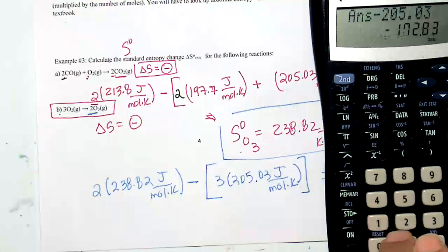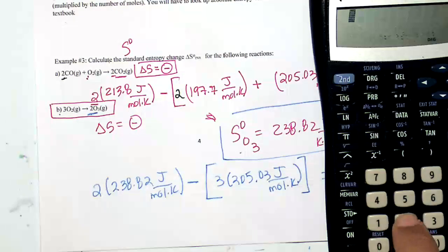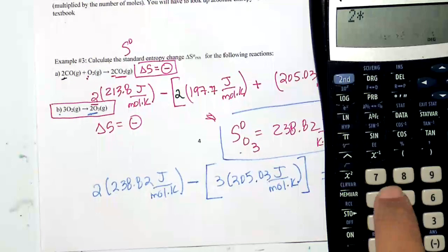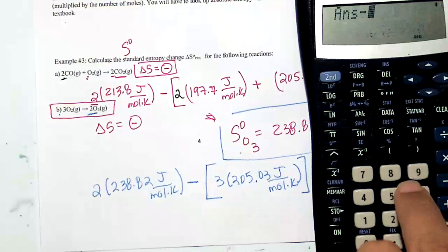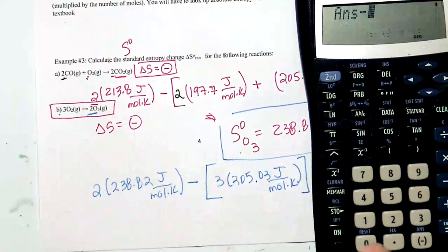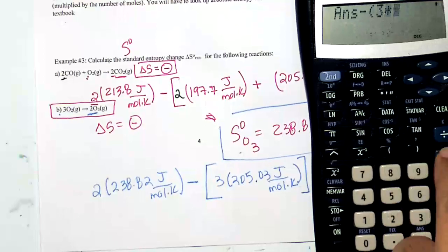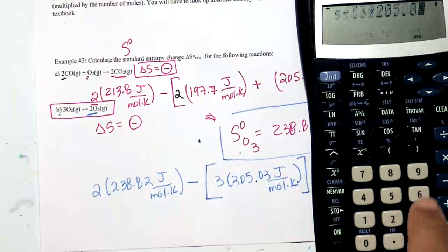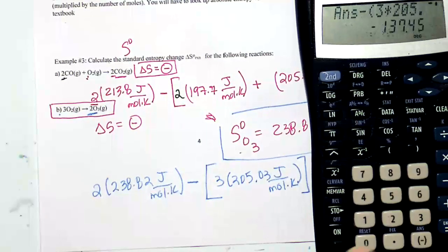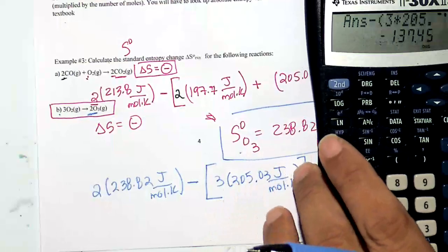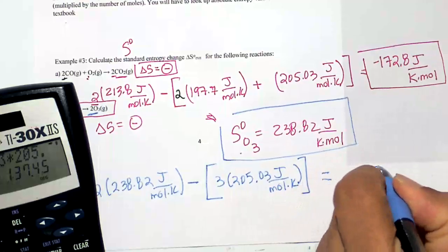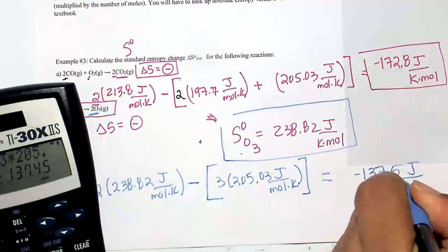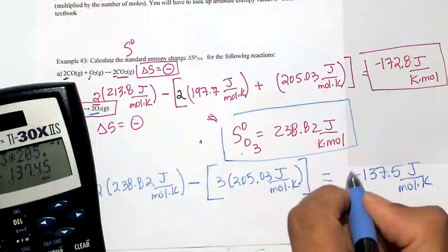Alright, so let's see, we predict this to be negative, and let's do 2 times 238.82 equals that minus, okay, distribute that minus sign, minus parentheses 3 times 205.03, close the parentheses. It is negative, minus 137.4 or minus 137.5 joules over mole Kelvin.